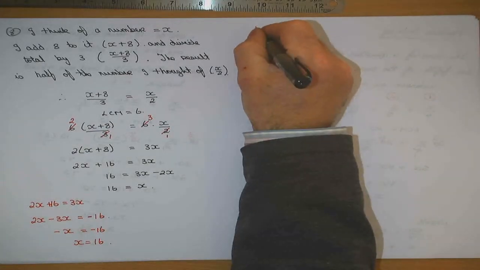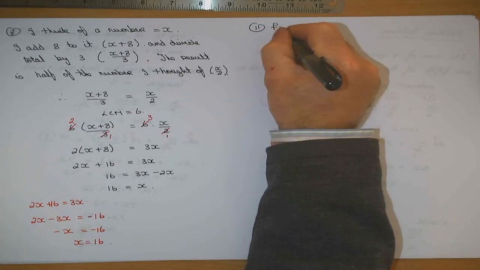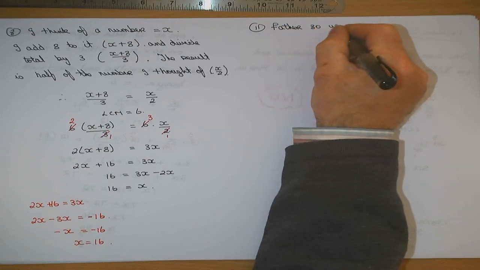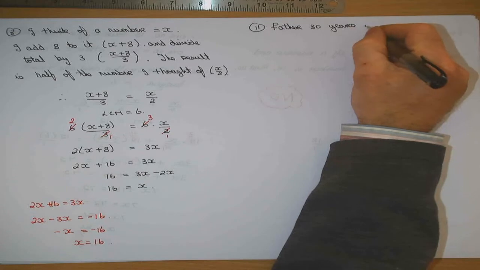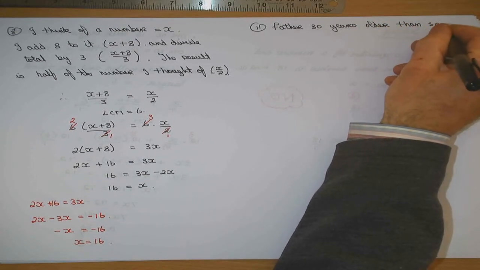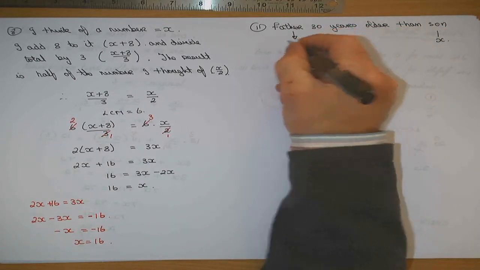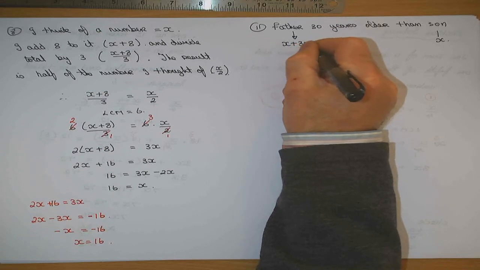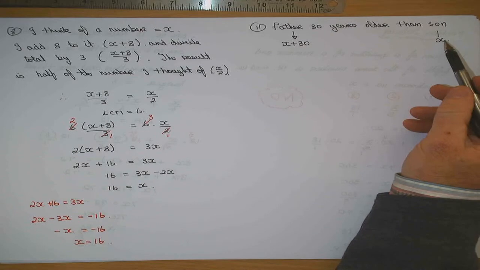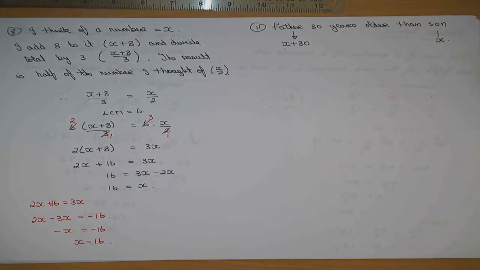I'll go for question 11. A father is 30 years older than his son. So what would we call the son? X. So what's the father? X plus 30. Because if the son is 10, what's the father? 40. If the son is 15, the father is? So. Is that alright? You all understand that?